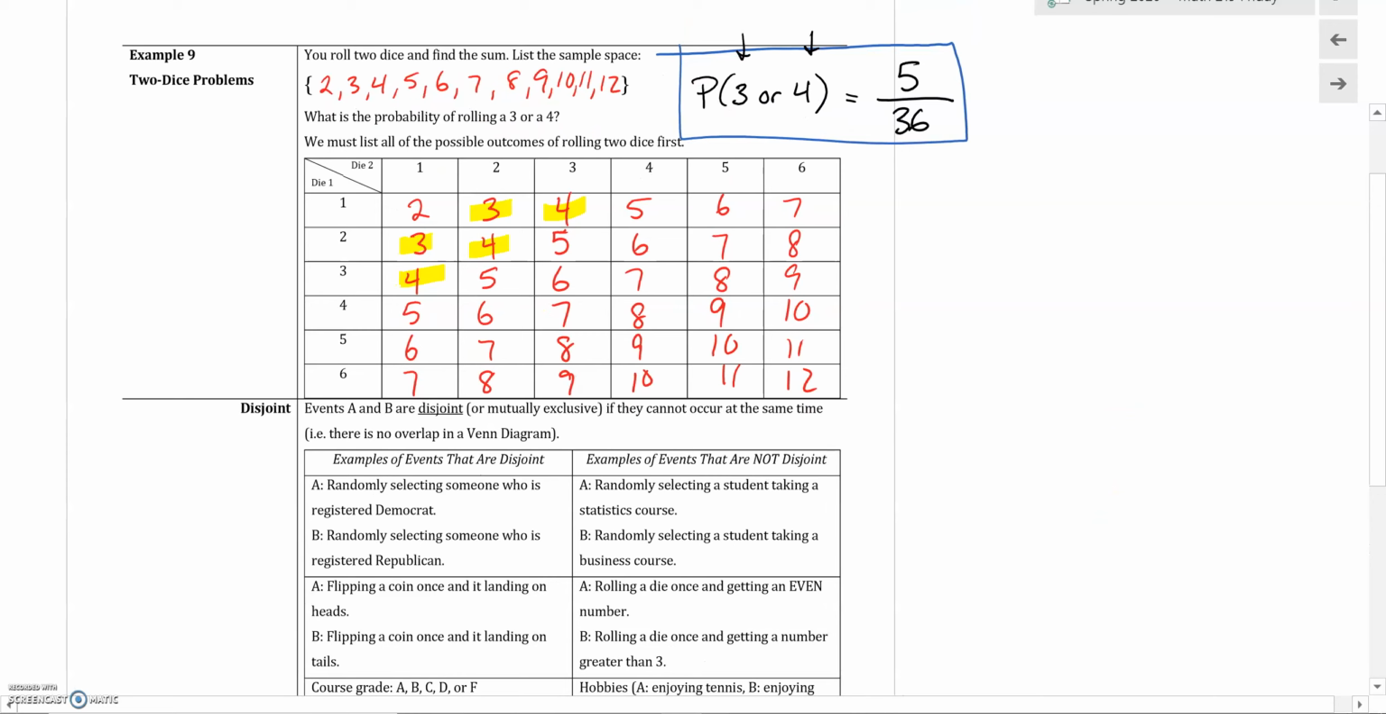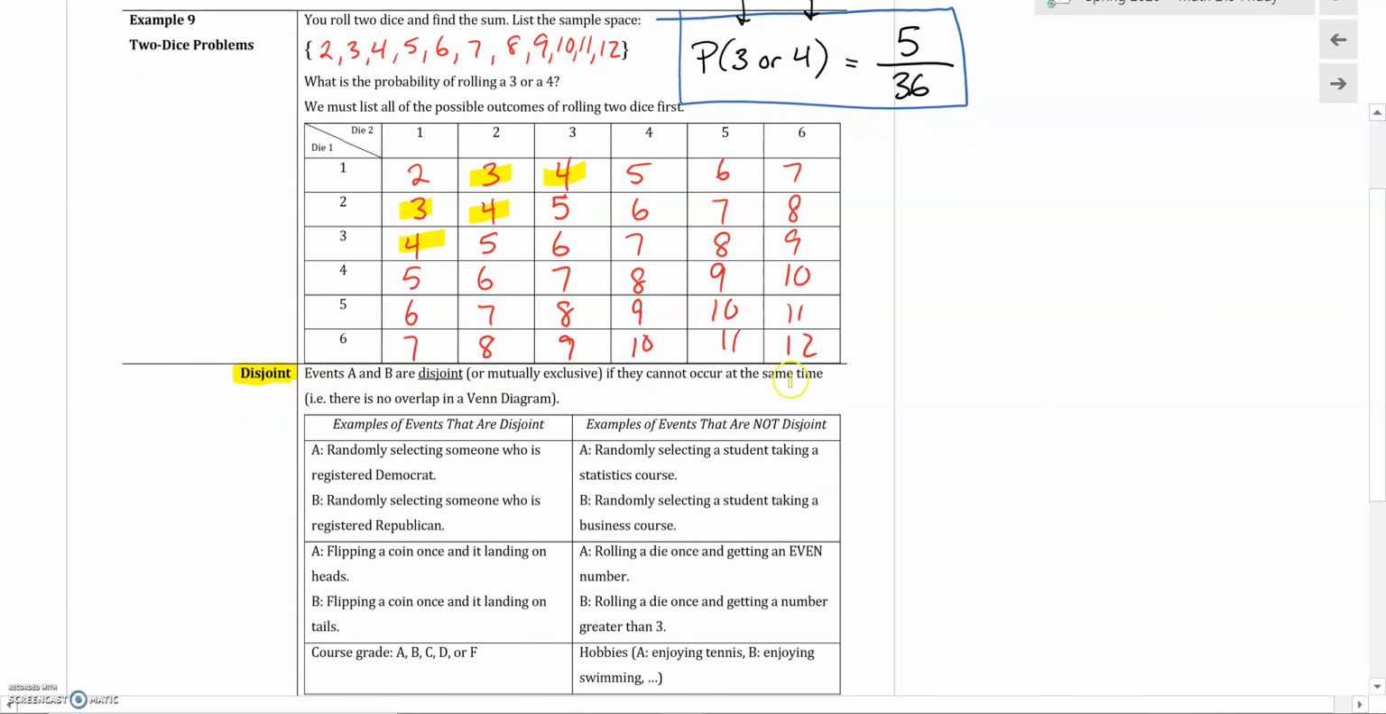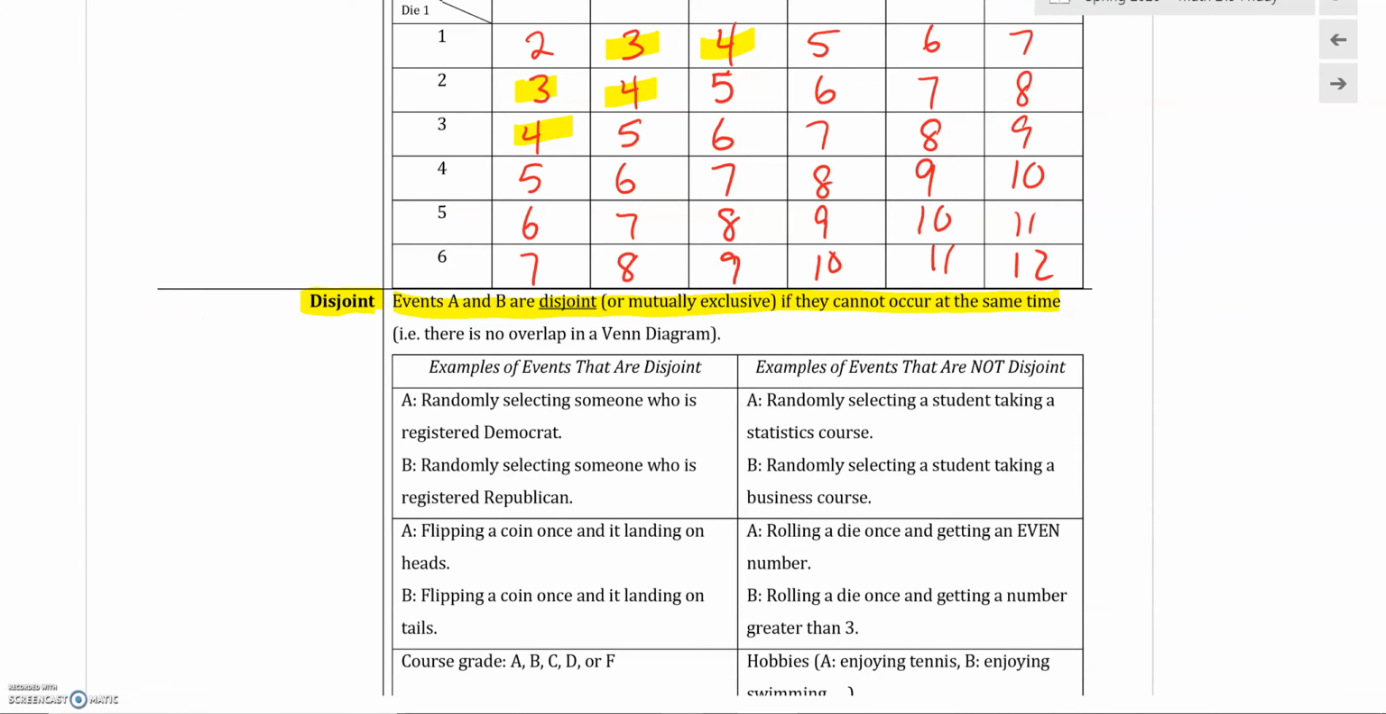A definition we have to talk about now is this idea of disjoint sets. Events A and B are said to be disjoint or mutually exclusive if they cannot occur at the same time. In other words, when you look at their Venn diagram, there would be no overlap between the two things. Some books use the word disjoint, others use mutually exclusive. I go back and forth between both. It simply means that the events cannot happen at the same time.